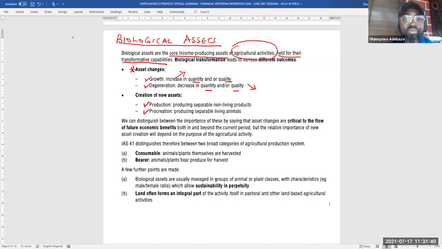And therefore, we say that is what? Asset changes. And it could be a creation of new assets. New asset means it procreates, therefore by giving birth. Sorry, procreation is by giving birth. Let me bring it down.